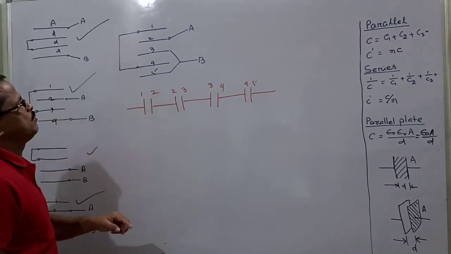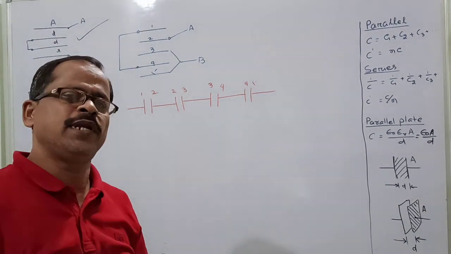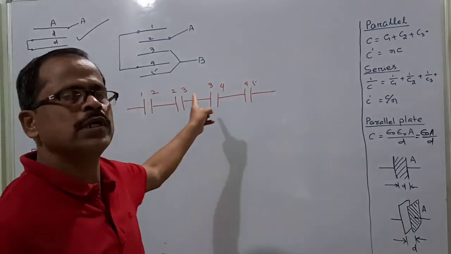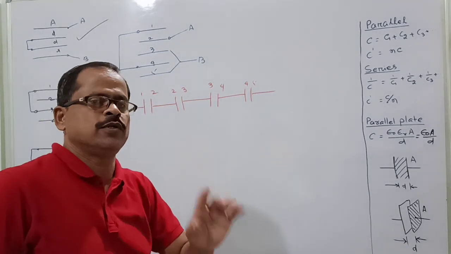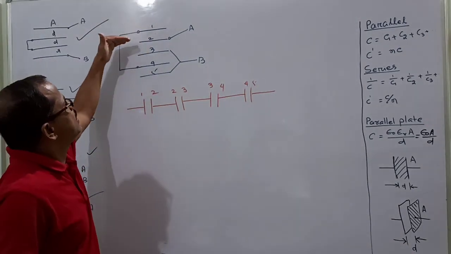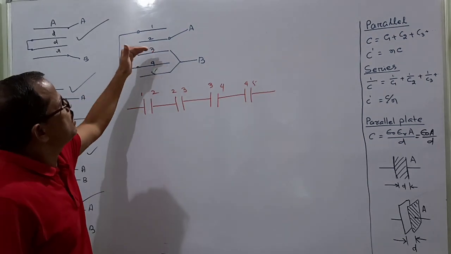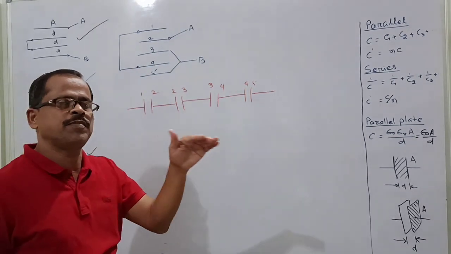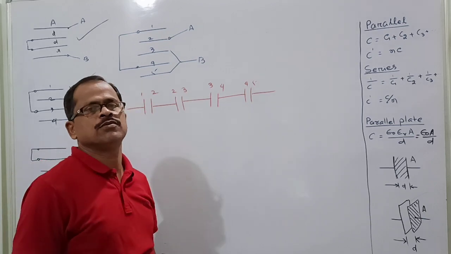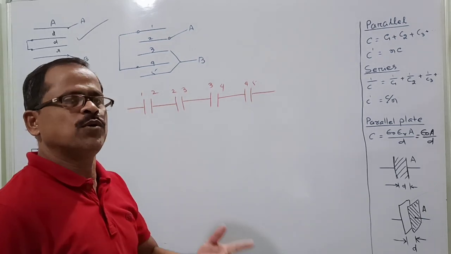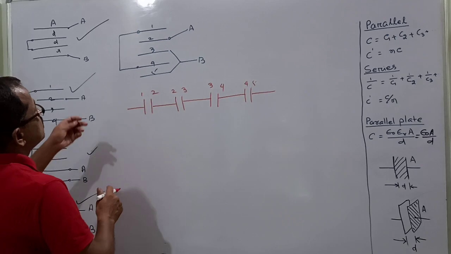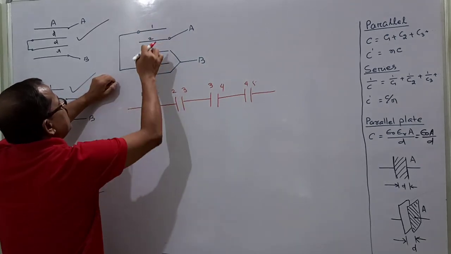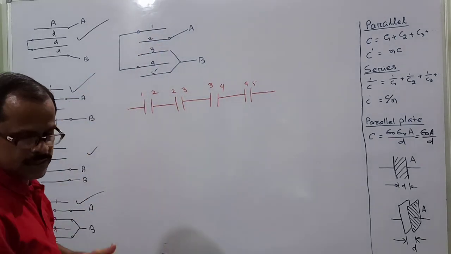Now, if there are 5 plates, you know there can be 4 capacitors. Always remember, if 5 plates are there, there will be 4 capacitors. With 4 plates, 3 capacitors. Like this, if there are n plates parallel to each other, then the number of capacitors will be n minus 1. Now here, the connection: 1 and 4 are short circuited.